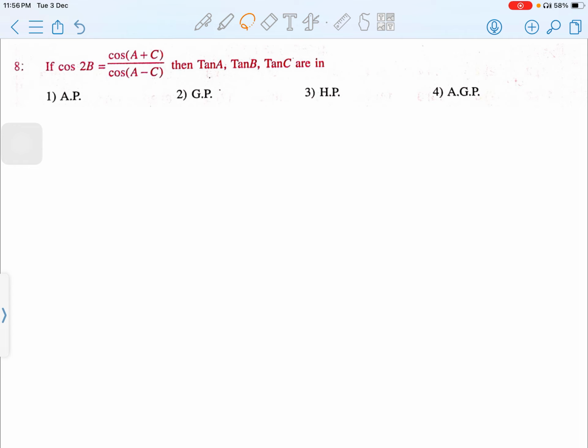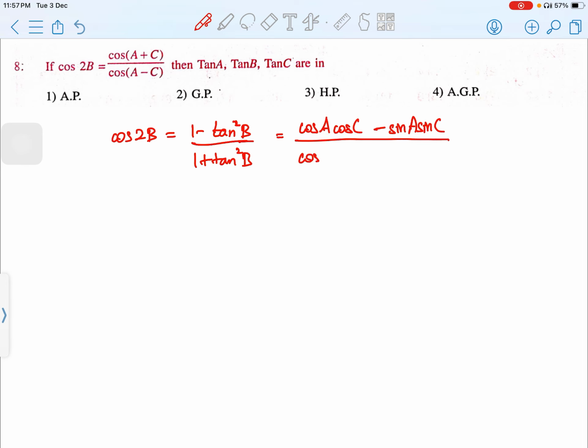So what is the cos 2B formula? Cos 2B we have one formula: (1 minus tan square B) divided by (1 plus tan square B). They also gave cos of A plus C, and we will expand that: cos A cos C minus sin A sin C, divided by cos A cos C plus sin A sin C.